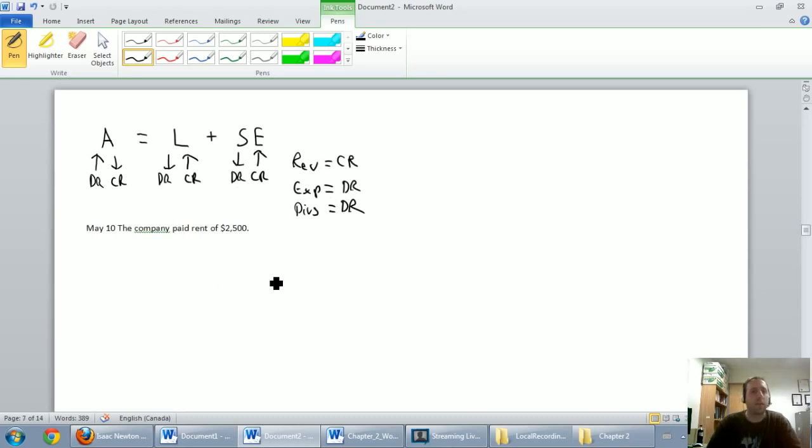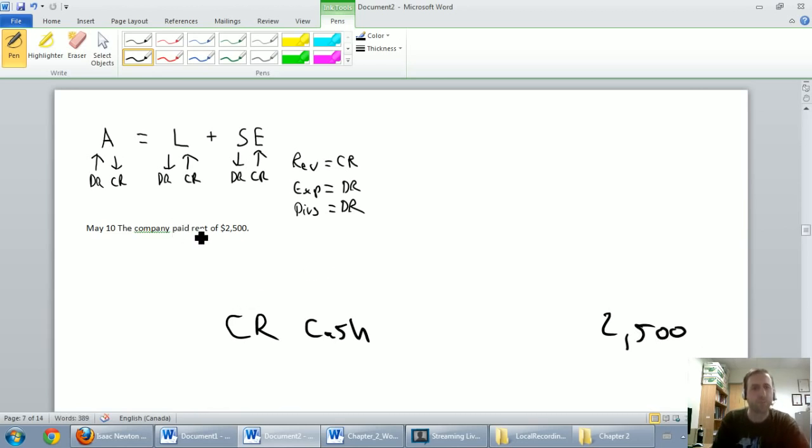May 10th, the company paid rent of $2,500. All right, so my first question, the one I'm always asking now, is cash involved? And yes, when I pay my rent, I pay cash. Even if we write the person a check, that's the same as paying cash. So let's credit cash. Now, when I do debits and credits, I always like the debit to be on top and the credit to be on the bottom. It's not necessary, but it looks funny if it's any other way. So I credit cash $2,500, leaving myself room to write a debit.